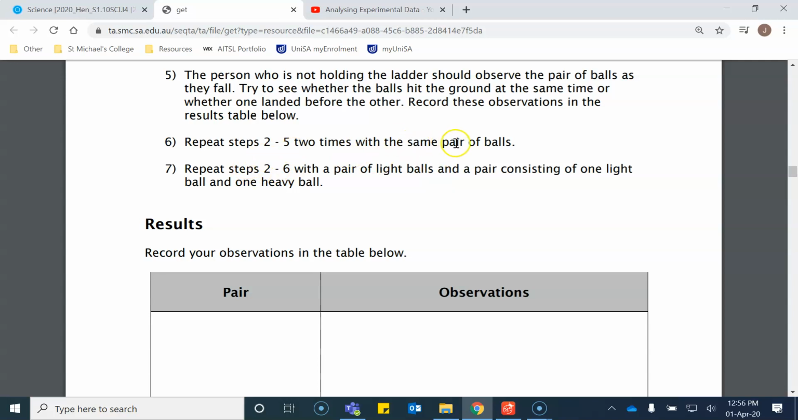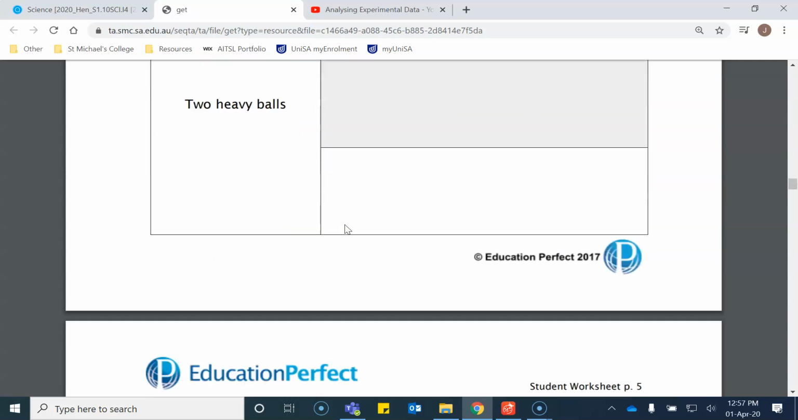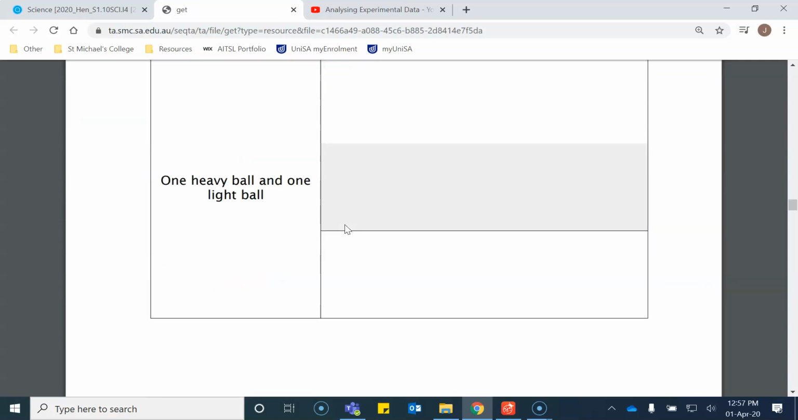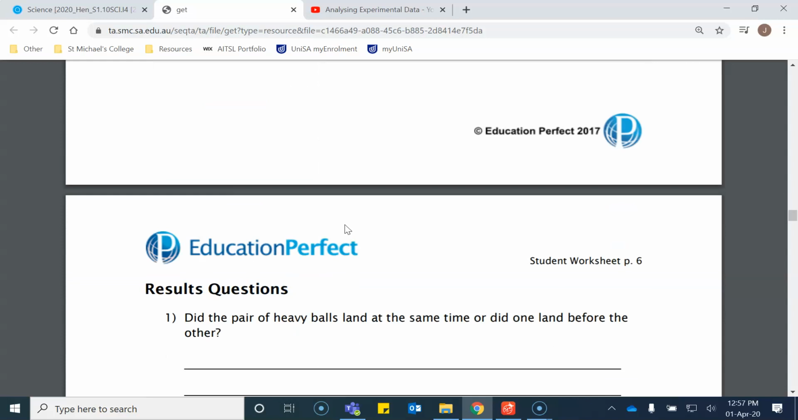So first you do it with a pair of heavy balls, and then you do it with a pair of light balls. So you might start off with a soccer ball and a basketball, then you might move on to a table tennis ball and a tennis ball. Alright, remember, for each of the pairs of balls, you're going to do it a couple times and record your observations. Alright, is there any questions about what you're going to be doing?